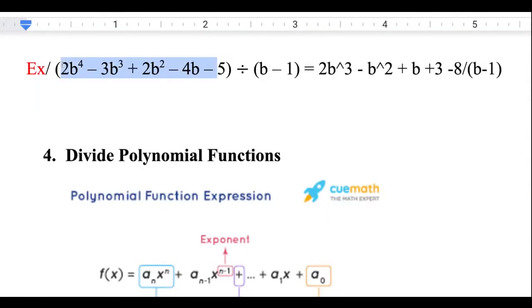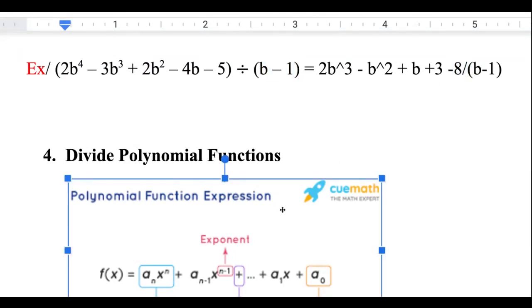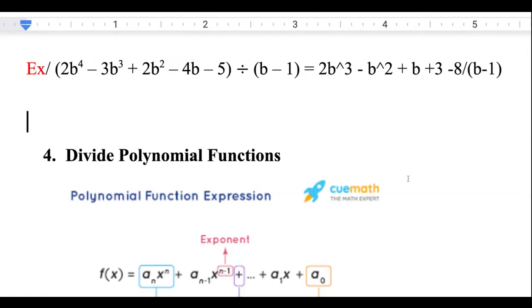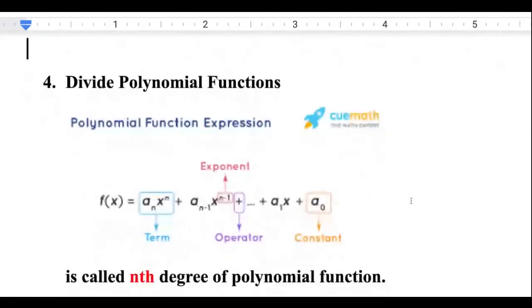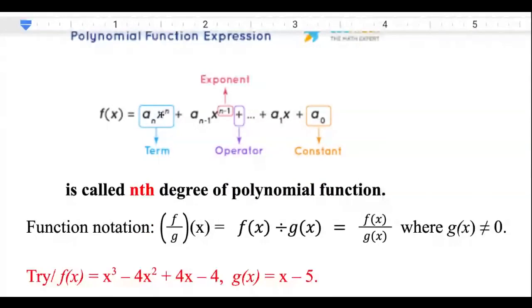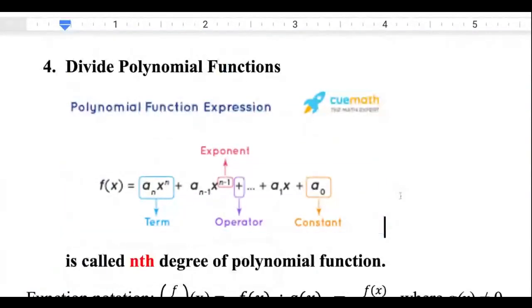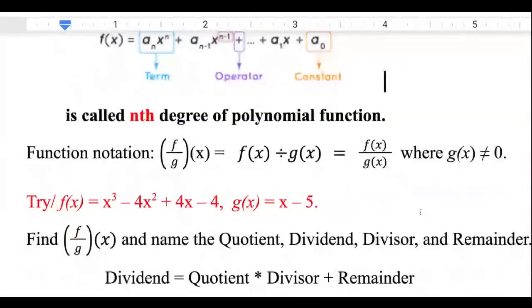So this is just another example, all right? Also divided by binomial. This one has remainder. Okay, that's dividing by polynomials, but we have polynomial functions, right? Polynomial functions means only one variable, and we can divide the polynomial functions also.